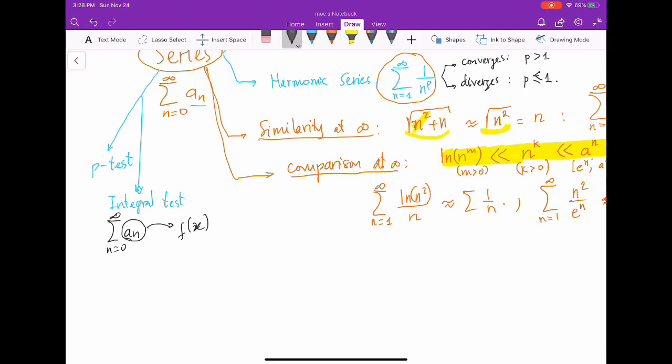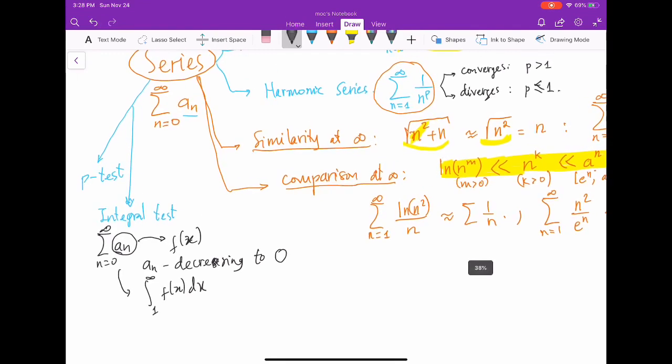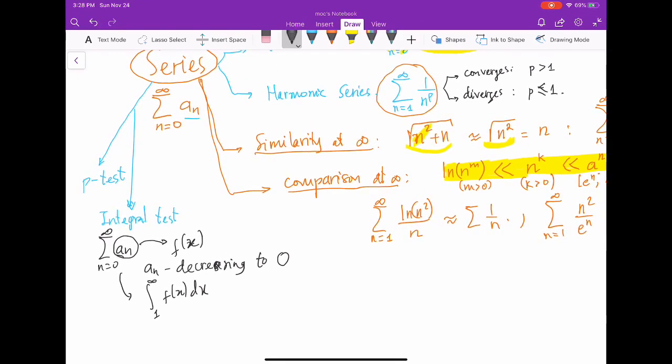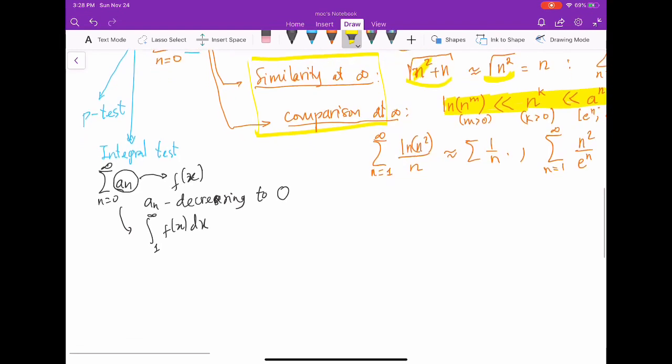And then if your a_n is decreasing, and not only decreasing to 0, so your series and your integral from 1 to infinity of f of x dx converge or diverge together. So that's about the integral test. But I would tell you this: when we study improper integrals, we still need to use similarity and comparison at infinity. So basically, if you understand these two things, you don't have to go from series to integral. Okay?